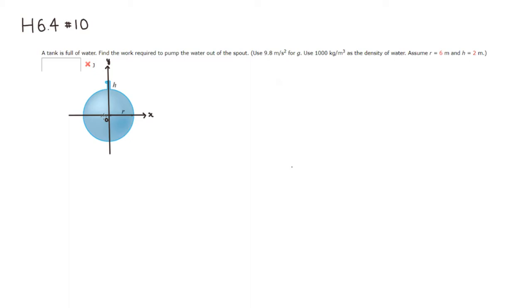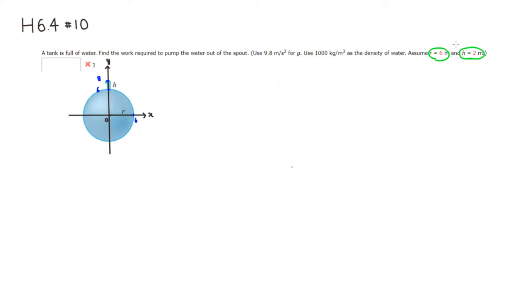Then let's see, the radius is 6, which is right here. So the radius is 6, so I'm going to label those. 6 is right here, and it's probably 6 here, and this is 2, so this is going to be 8 right there. The length of the spout is 2.